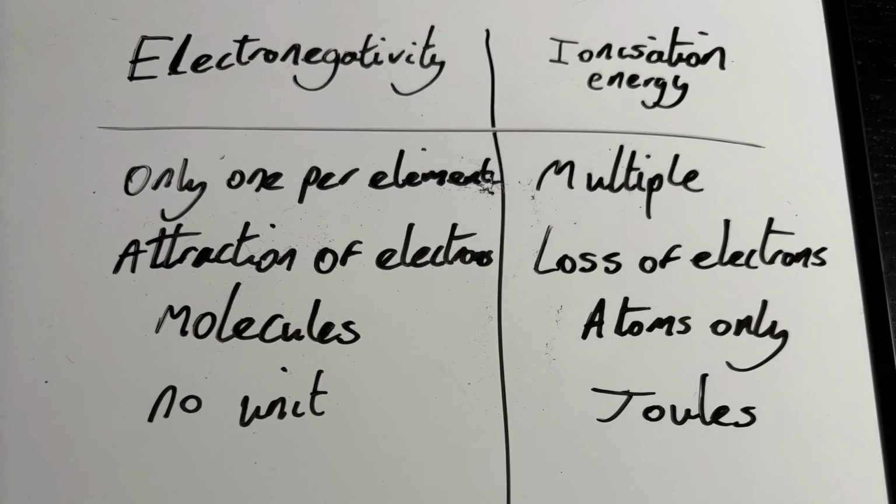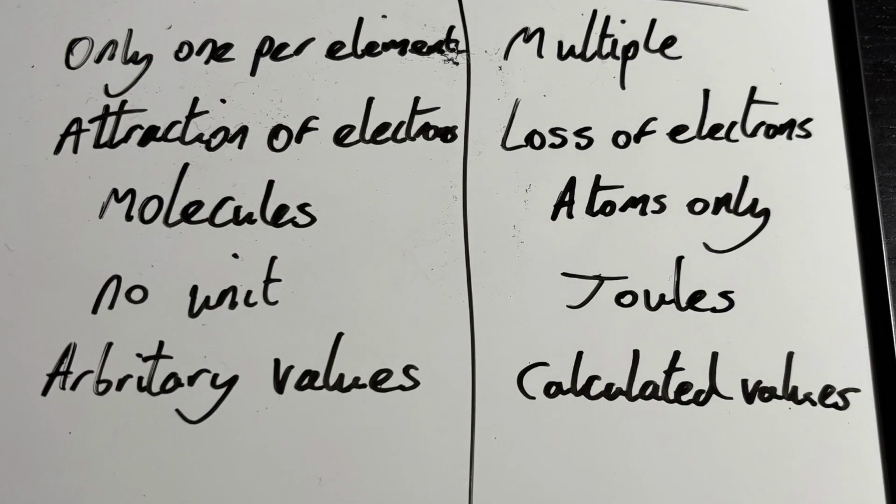Electronegativity can be relevant to whole molecules, whereas ionization energy is only ever relevant to atoms. Electronegativity also has no units, whereas ionization energy is an energy, so it's obviously measured in joules. Electronegativity has arbitrary values, whereas ionization energy, these values are calculated.